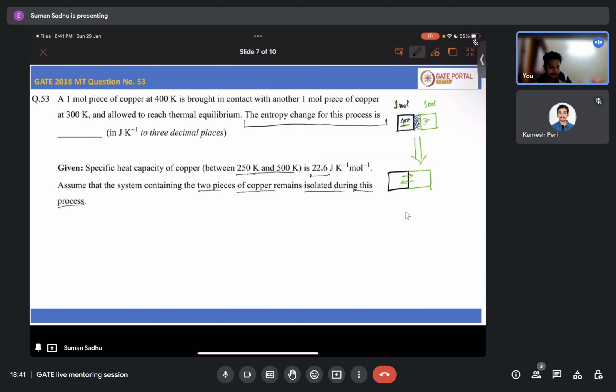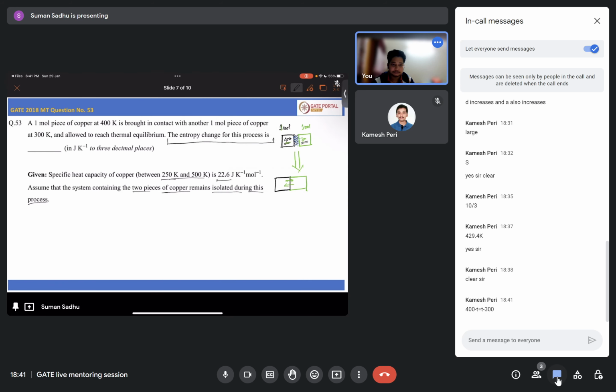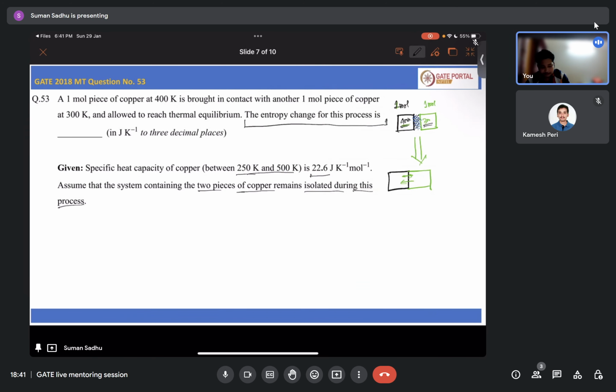Initially it was 400 Kelvin and it was 300 Kelvin. So now we can calculate what will be the temperatures of these two blocks when it reaches thermal equilibrium. What will be the temperature? Yes, exactly. So heat gain is equal to heat loss.